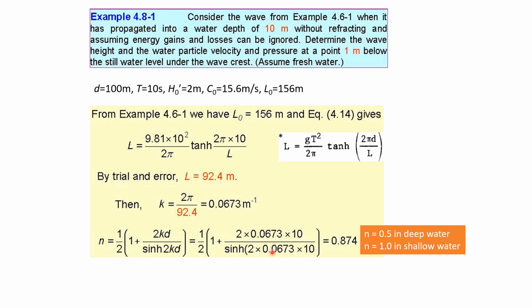Remember that n equals 0.5 in deep water, and eventually approaches or equals 1 in shallow water. So up to this stage, we have already found L. We already have L0 as well. We have found n, and we have n0 as well. So we can proceed from here to solve for the wave height using the shoaling coefficient.